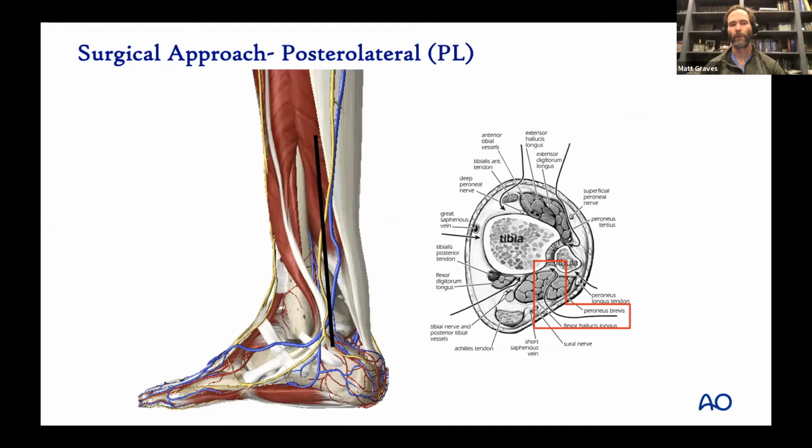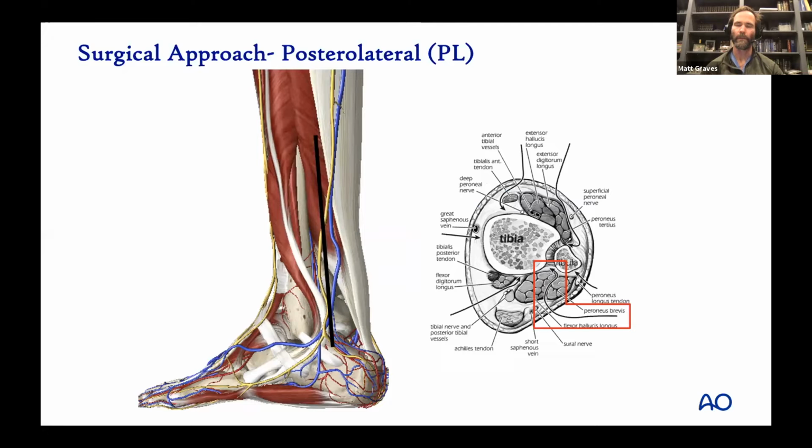All right, we're going to go through one more case. This is a posterolateral surgical exposure. We talk about the posterolateral incision for fibular fixation. When we say that, we're really talking about going anterior to the peroneals with a posteriorly based surgical incision.